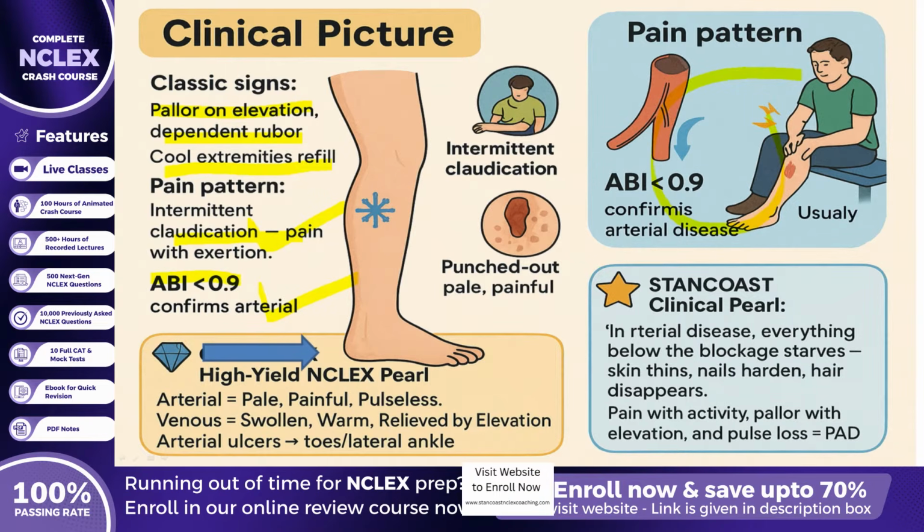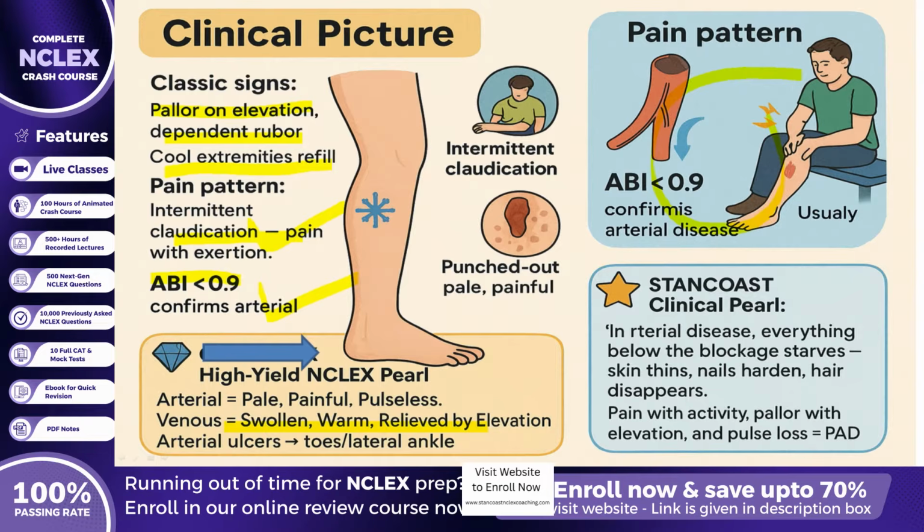In arterial disease, everything below the blockage starves. The skin thins, hair disappears, nails harden, and pain worsens with activity, but eases with rest. Remember, pain on exertion, pallor on elevation, and pulse loss equals peripheral arterial disease, PAD.